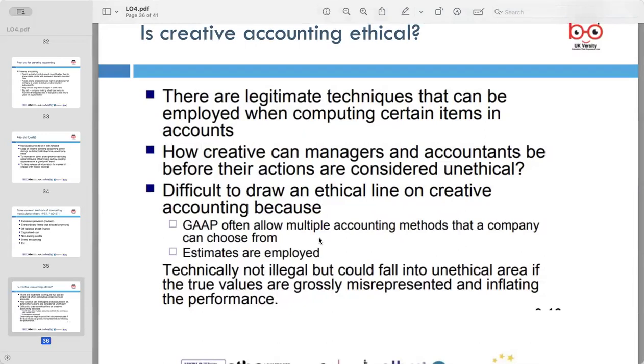Ethical boundaries: determining the ethical boundaries of creative accounting is challenging, as actions may be technically legal but not ethical if they grossly misrepresent the true value to stakeholders. Ethical evaluations: managers and accountants must carefully evaluate the ethical implications of their actions, considering the potential impact on stakeholders and the integrity of financial reporting.